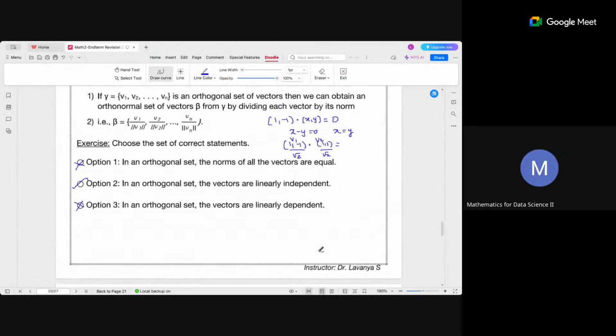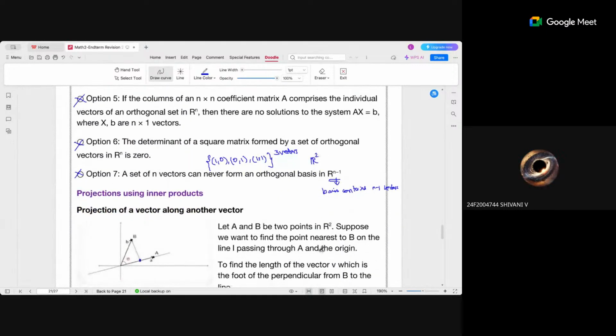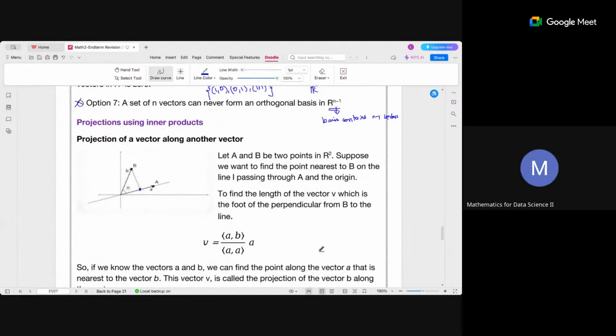So all these options are clear for everyone? Okay. So the next topic is projections. Again, projections is a very important topic. What is the projection of one vector, let us say the projection of B on A? It is given as inner product of A, B divided by inner product of A, A, times A.